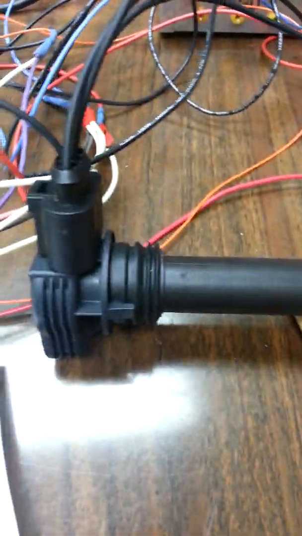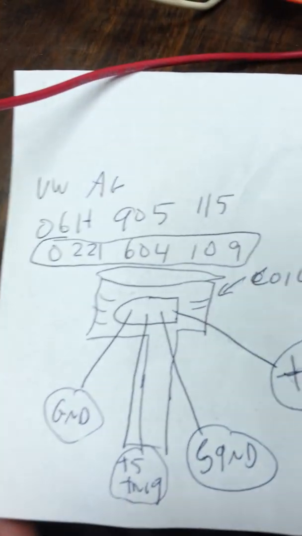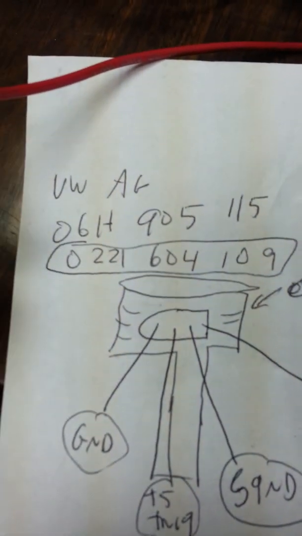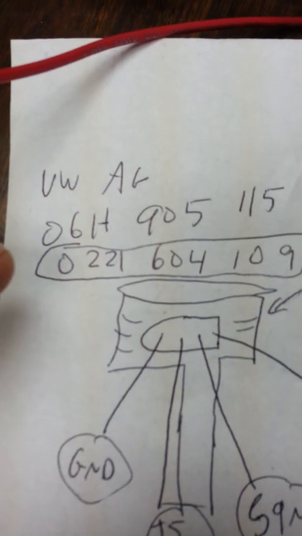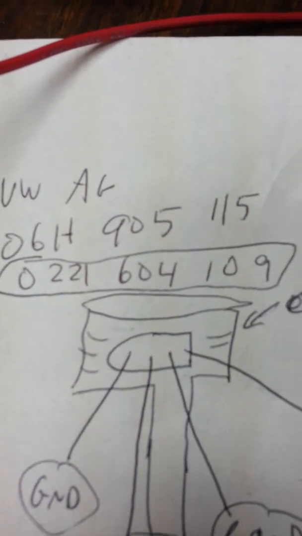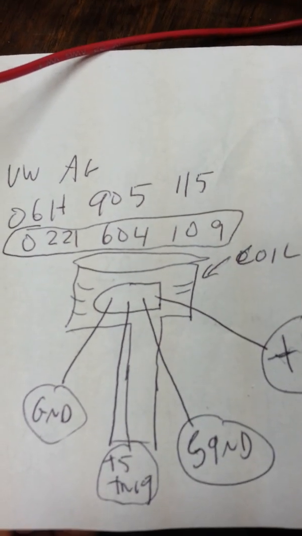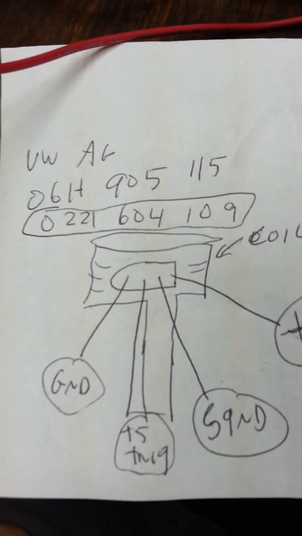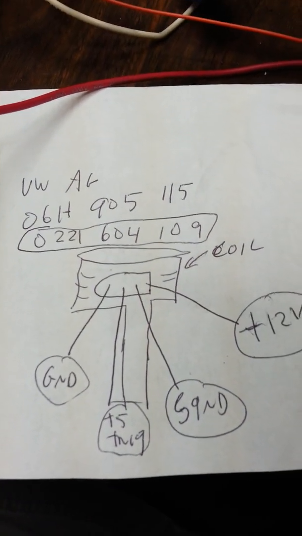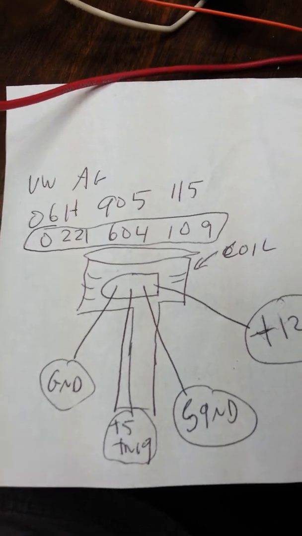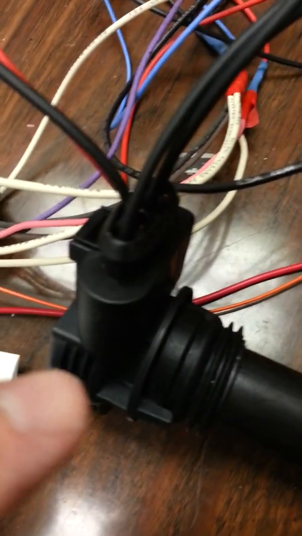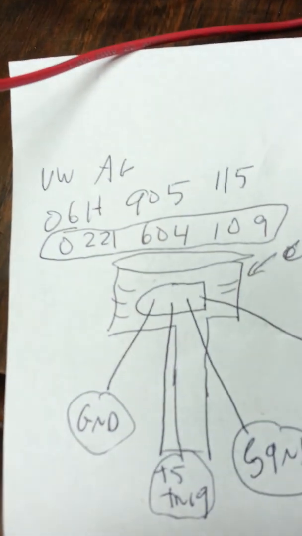And we've got the coil here and a little bit of information on the coil. Let's see if we can zoom in here. This one is of type 0221604109. That's a Bosch part number. And if you look directly into the coil, this part here with the connector off, just looking down into the coil, this is the pinout.